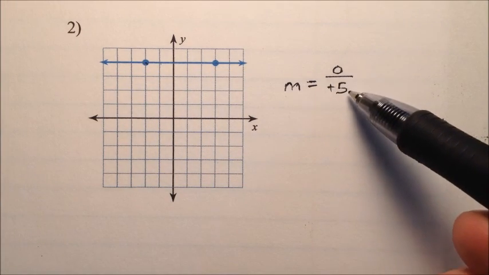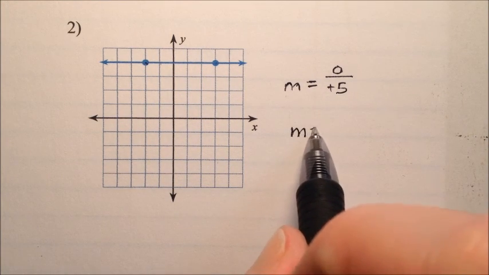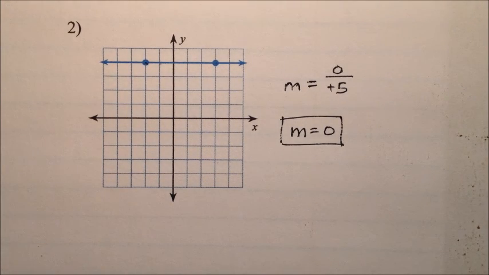So 0 divided by any number other than 0 is just going to be 0. So the slope of this horizontal line is 0. So number 2 is m equals 0.